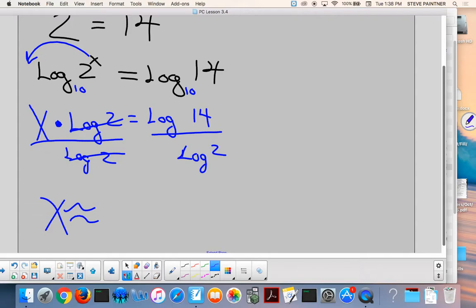Log of 14. By the way, go like this with your calculator. Log of 14, wrap it up so it knows what to take the log of. Then hit your division sign. Log of 2. What is it? 3.807. Okay. This is what Alex said. Yes?